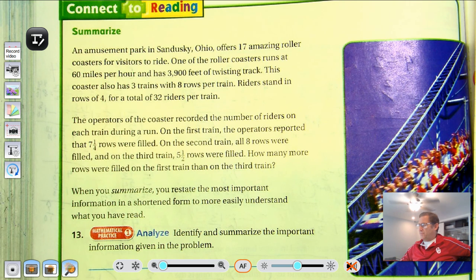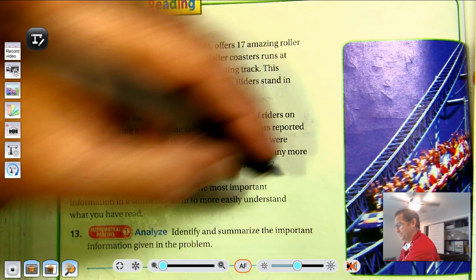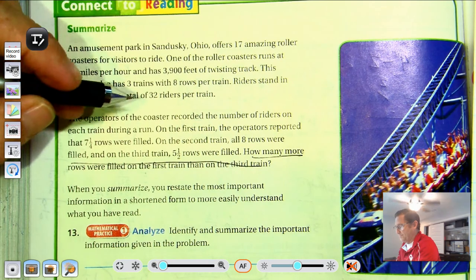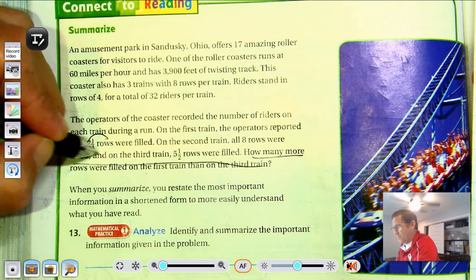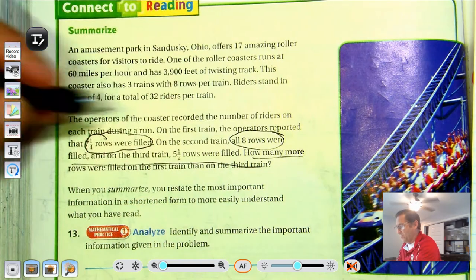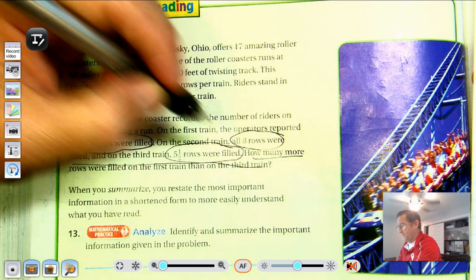On the first train, the operators reported that 7 1/4 rows were filled. On the second train, all 8 rows were filled. And on the third train, 5.5 rows were filled. How many more rows were filled on the first train than on the third train? Well, let's see. We have 7 1/4 rows filled. Second train, all 8. And the third train, 5.5.